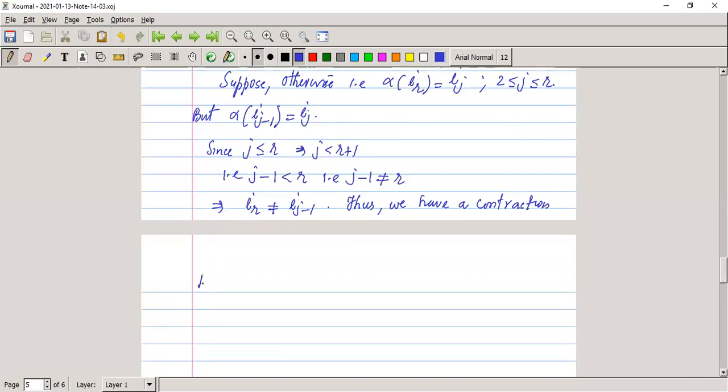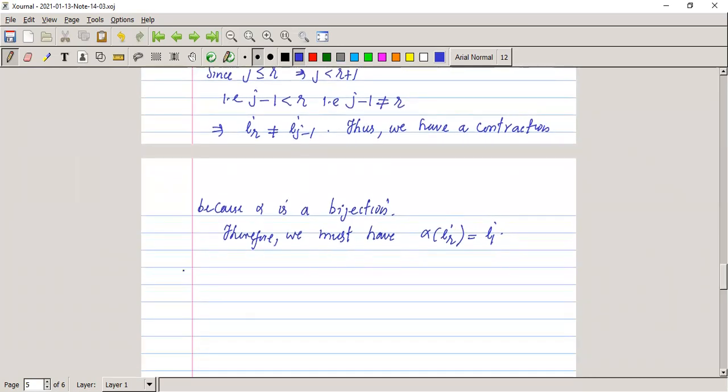The contradiction arises because alpha is a bijection. So therefore we must have alpha of IR is equal to I1.